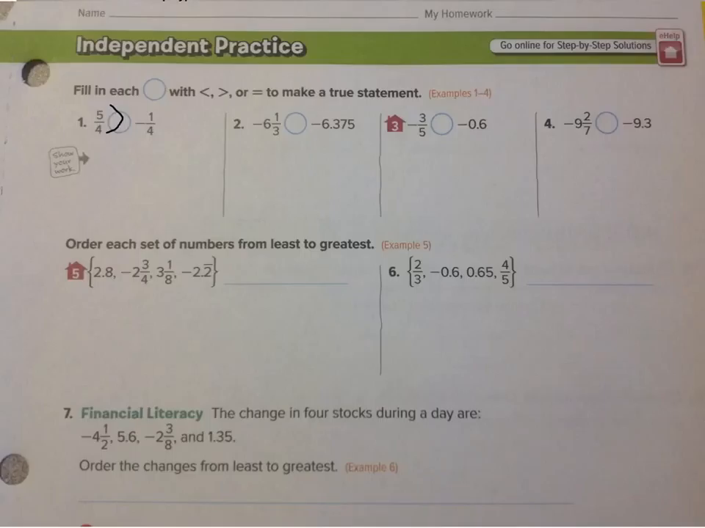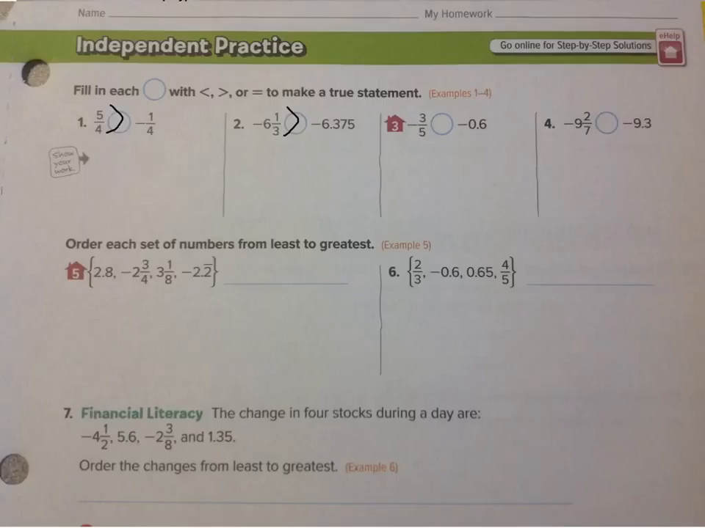For the next one, negative 6 1/3 compared to negative 6.375, that one you should make it either a mixed number compared to a mixed number or a decimal compared to a decimal. So I would make sure that I would do that first to compare them. That'll make it a lot easier on you. And once you do that, you will be able to see that negative 6 1/3 is greater than negative 6.375.